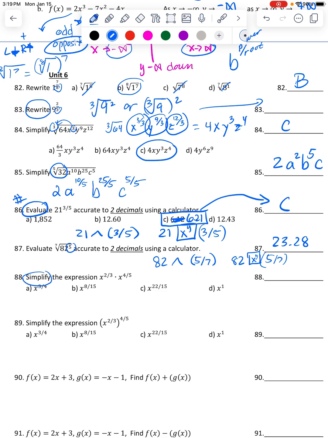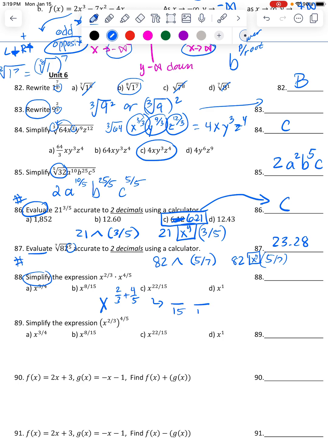Now we're back to simplifying. Like, evaluate always means a number, get a value. So pay attention to those verbs. Simplifying, you're not going to get a number answer. So the rule here is you have to add the powers. The trick is you have to add them with a common denominator. So either you figure out how to do this on your calculator, or you have to revisit those skills.